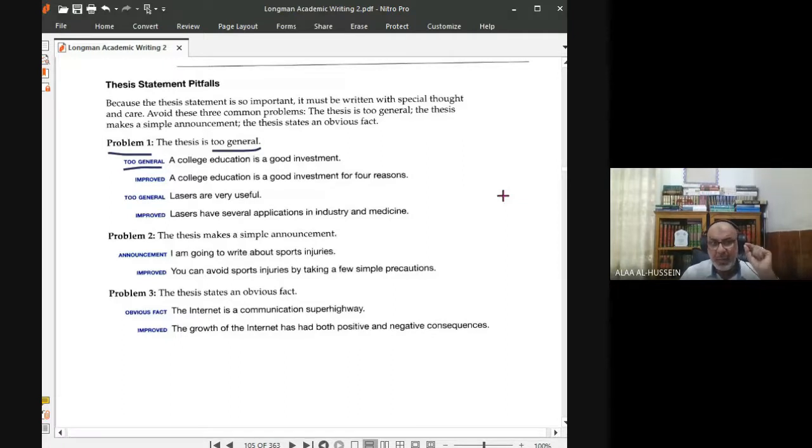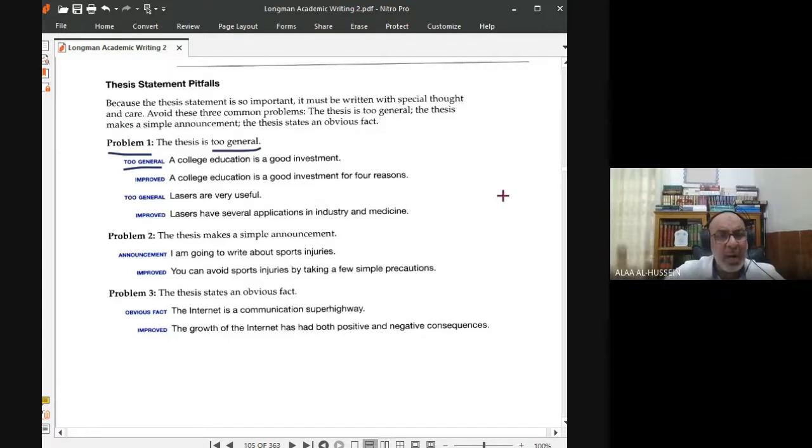انتبه لي طلاب. When you say because it's too general, I didn't ask you about whether it is a good thesis sentence. ما قلت لك is it a good thesis sentence، لكن شنو سألتك؟ does it yield a good sentence؟ Is it a good sentence? Yes it is. Why? Because it's grammatically correct. A college education is a good investment. It's an excellent sentence, not just a good sentence. Grammatically correct, semantically right.